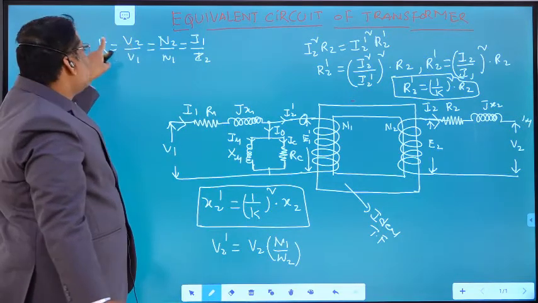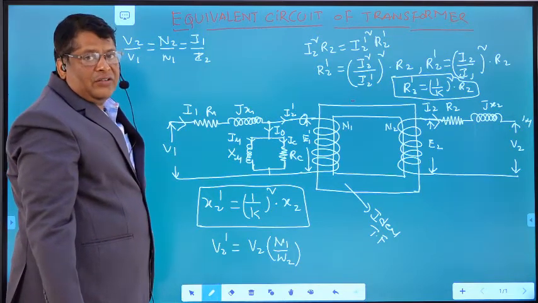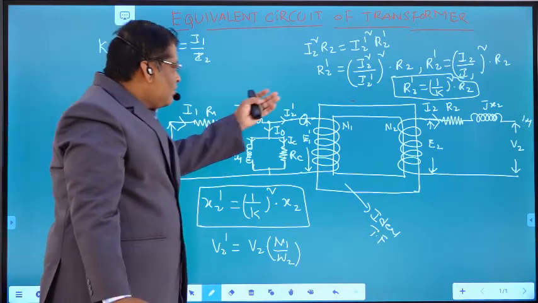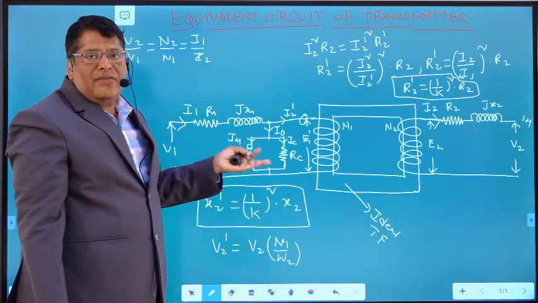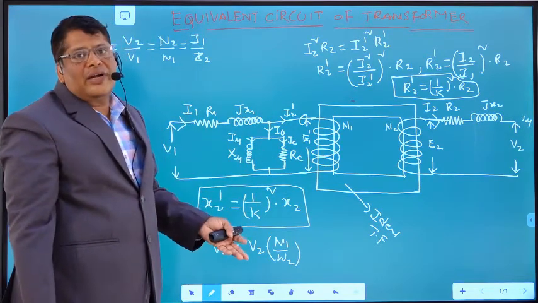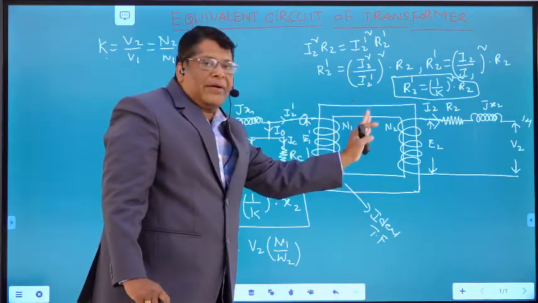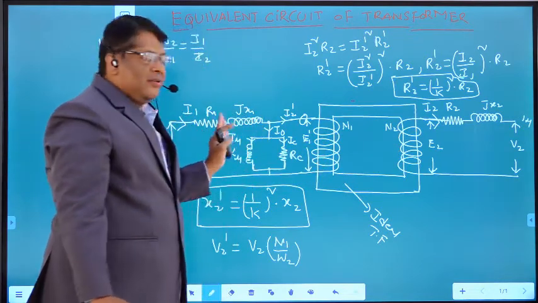The voltage is directly proportional to the number of turns. If the number of turns in a primary winding is more, the voltage will be more. If the number of turns in a winding is less, the voltage in that particular winding will also be lesser. In that manner, I have to transfer all the parameters from the secondary to the primary.